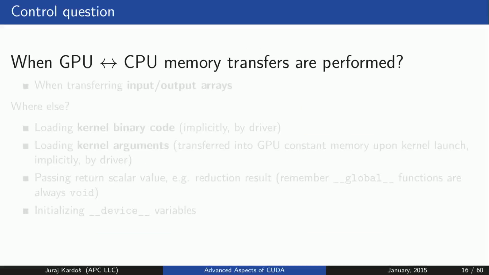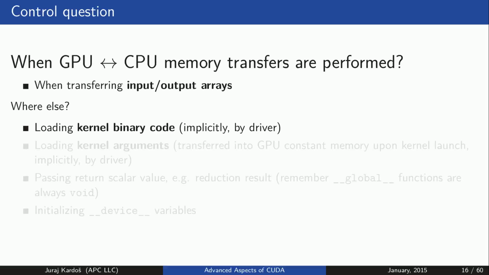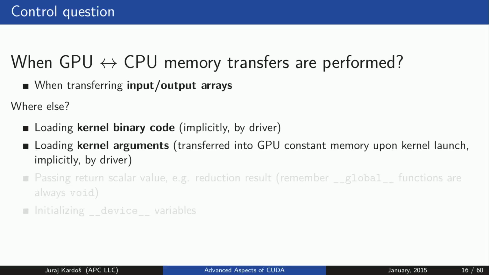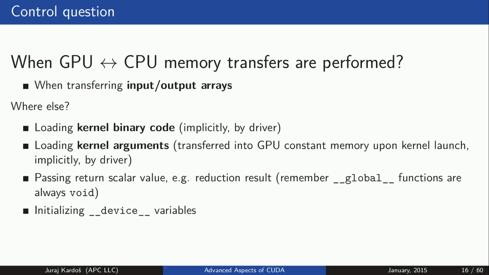It is useful to realize when the data transfers between CPU and GPU are performed. Obvious answer is that data transfers are performed when transferring input and output arrays between CPU and GPU. But there are more events that involve communication. First of all, it is transfer of binary code to GPU, passing kernel arguments such as block size or amount of shared memory. Communication is also performed when transferring return variables or initializing device variables.